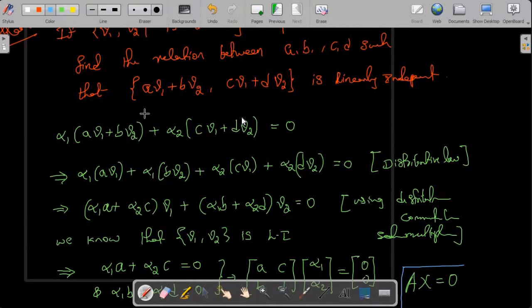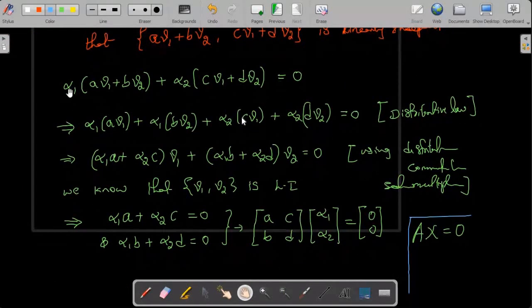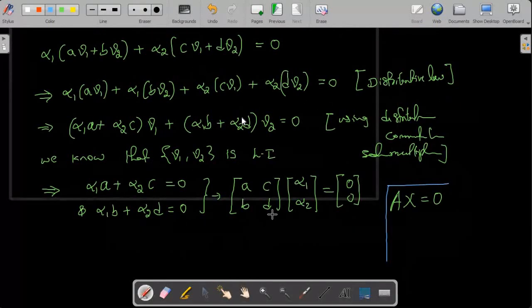We want to prove that this set is linearly independent. It means if the combination is 0, we want to prove that this alpha 1, alpha 2 must be 0 only. Means we are expecting that this linear system should have only the 0 solution. When is it possible to have only the 0 solution here? When the determinant of A is not equal to 0, when that matrix is invertible.